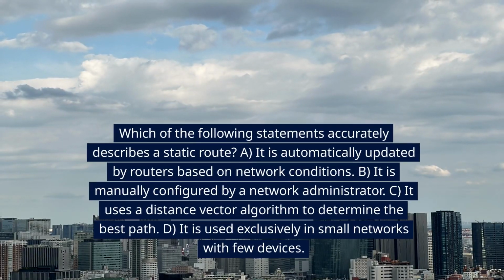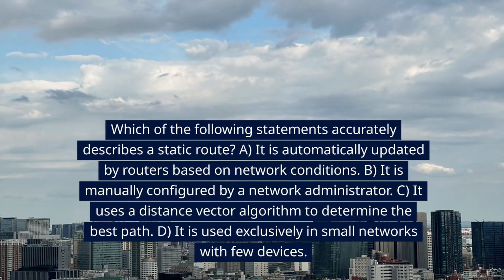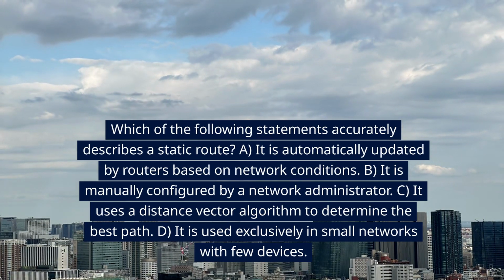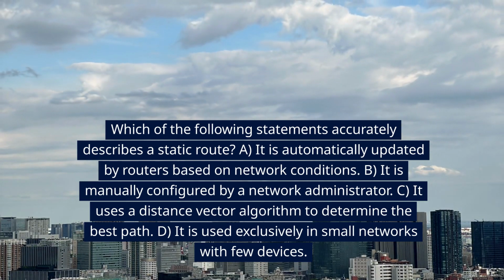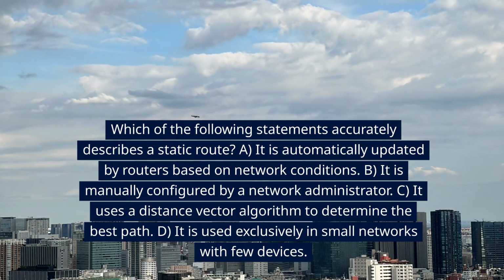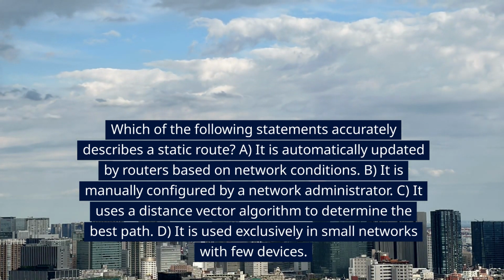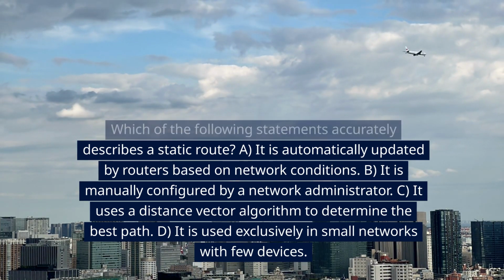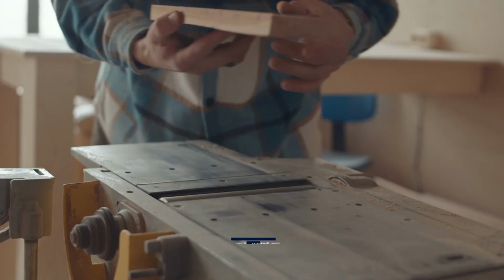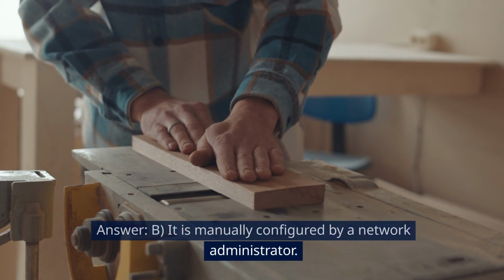Which of the following statements accurately describes a static route? A. It is automatically updated by routers based on network conditions. B. It is manually configured by a network administrator. C. It uses a distance vector algorithm to determine the best path. D. It is used exclusively in small networks with few devices. Answer. B. It is manually configured by a network administrator.